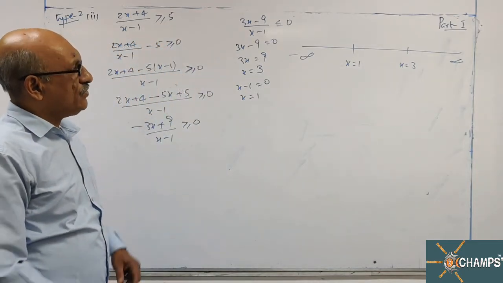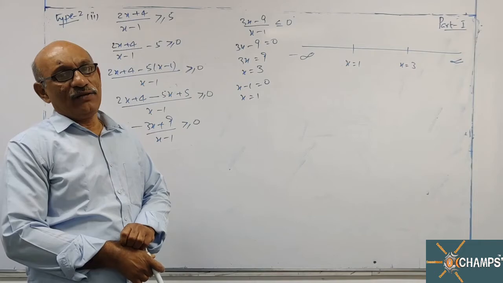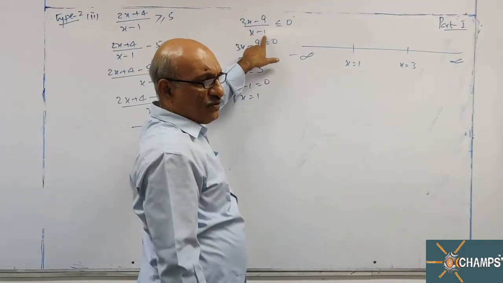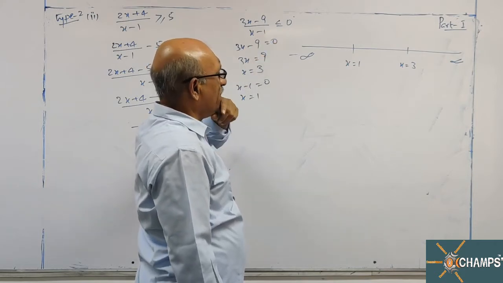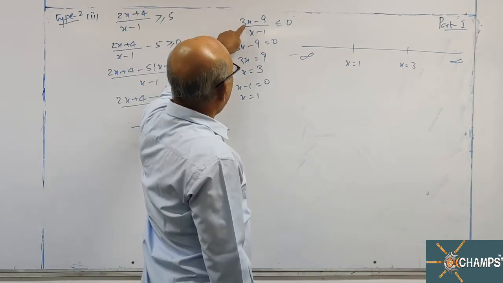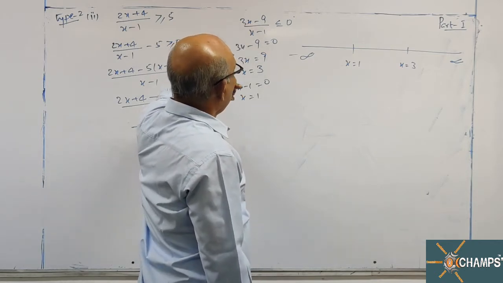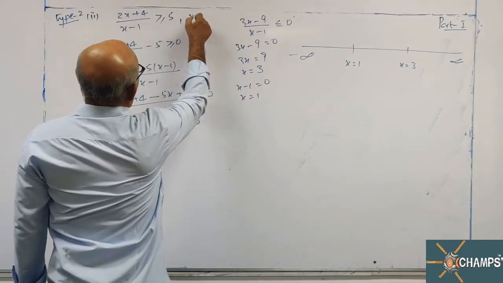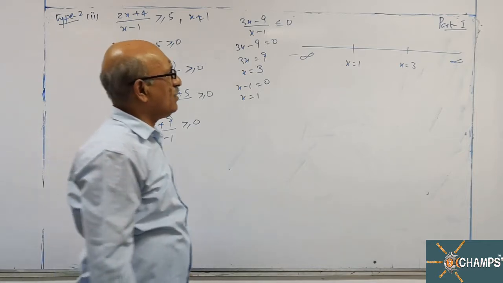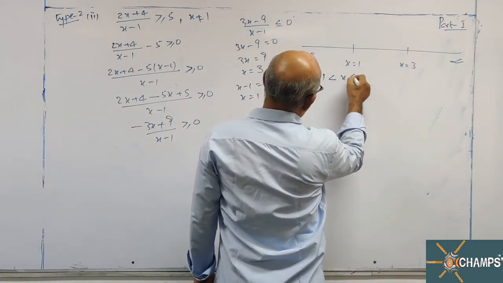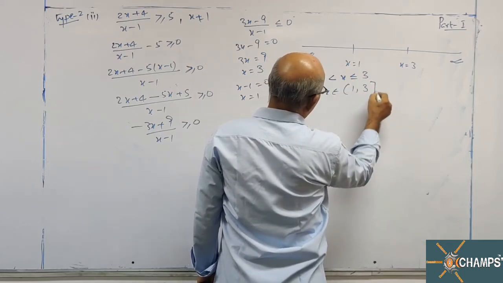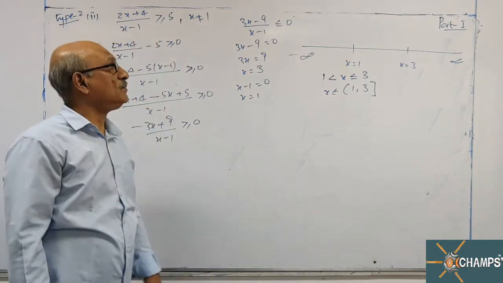Now again you have to take a decision, should we include the extreme values or not. When you take x equal to 1, 1 minus 1 is 0, it is meaningless. Denominator 0 means inequality not satisfied. x is not equal to 1. The inequality is meaningful when x is not equal to 1. Therefore 1 is less than x, x is less than or equal to 3. x belongs to open interval 1, closed interval 3. This way you have to write.